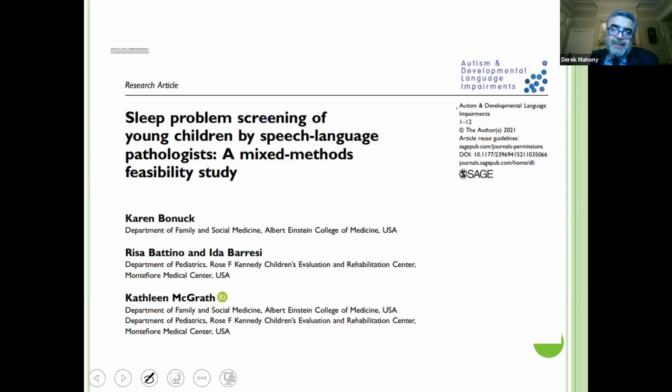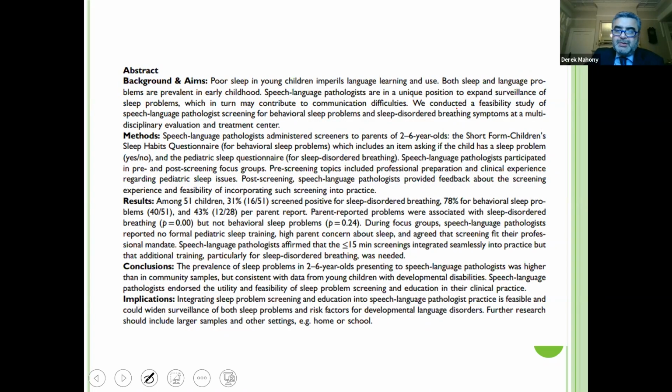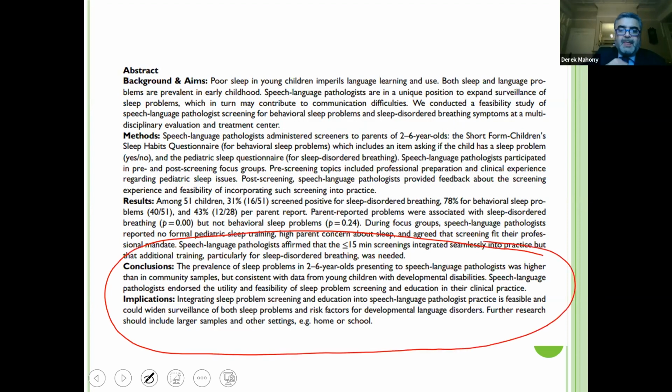And I've already mentioned this paper, great research with a cohort study from the USA. And if you look at their conclusions, circle those for you. The prevalence of sleep problems in the 2 to 6 year olds that present to speech language pathologists was much higher than in community samples, right? But consistent with data from young children that have developmental disabilities. So I think you should at least screen in your consults for these sorts of problems.